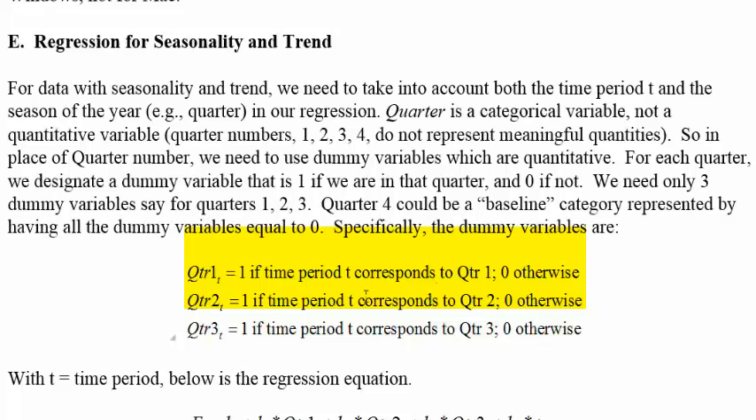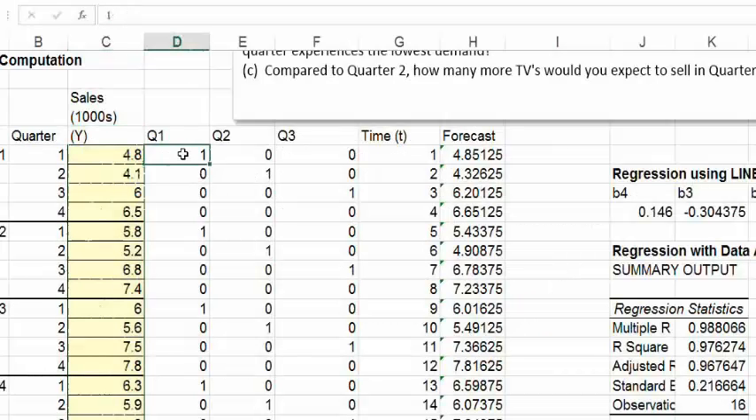And wait, what about quarter 4? Well, quarter 4, we're going to represent by setting all these variables equal to 0. If quarter 1, 2, 3 variables are all equal to 0, that means I am in quarter 4. You just need a way to represent, by using these variables, which quarter you're in. So this is what we're going to do.